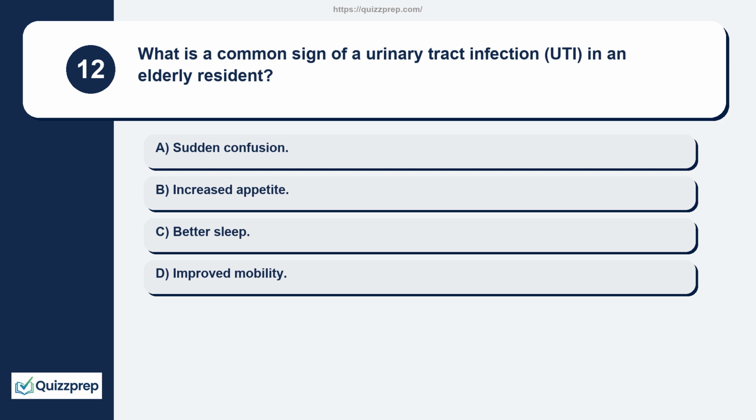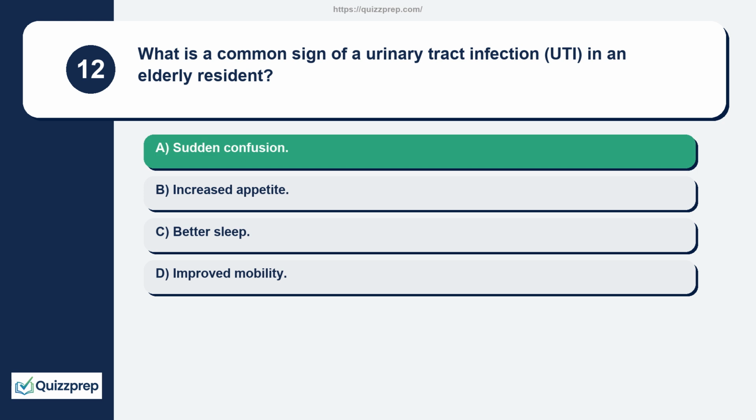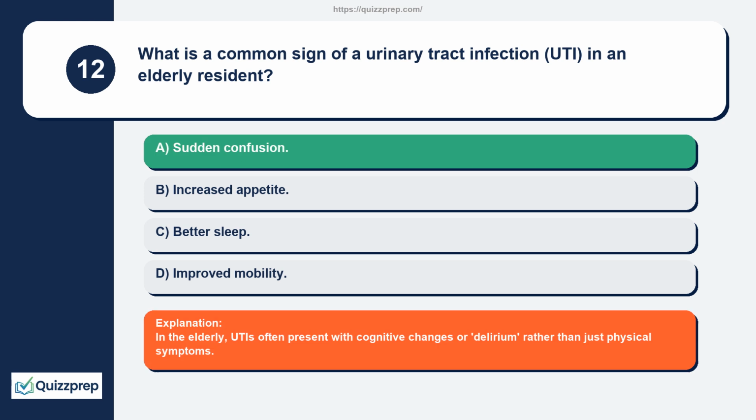Question 12. What is a common sign of a urinary tract infection, UTI, in an elderly resident? Sudden confusion, increased appetite, better sleep, or improved mobility? In the elderly, UTI often presents with cognitive changes or delirium rather than just physical symptoms.